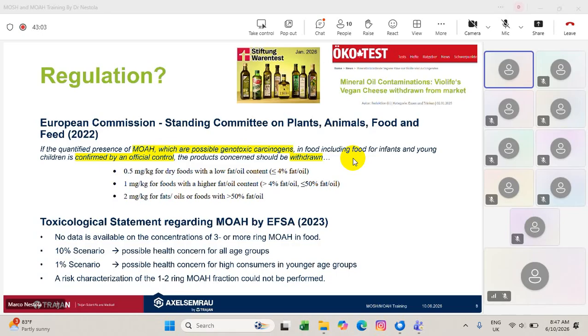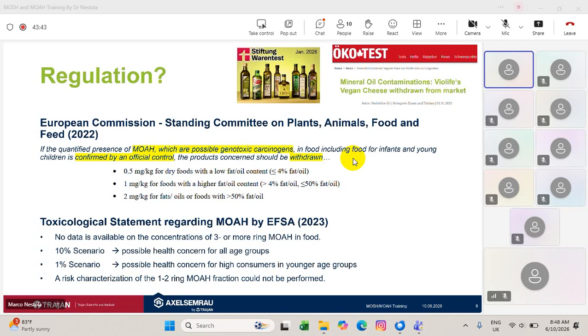But since 2022, there was a statement from the European Commission that when a product contains more MOAH than these levels, like 0.5, 1, and 2 milligram per kilogram, in dependency of the fat content, that was always linked to the fat content of a product, state authorities were able to withdraw products from the market. And this is also important to know: that's still the base for the legislation that will be starting January 1st next year. It's basically still based on this simple statement.